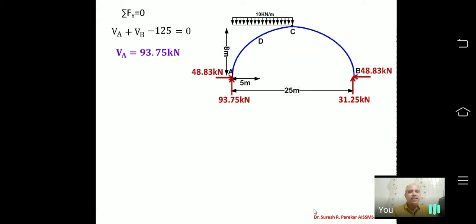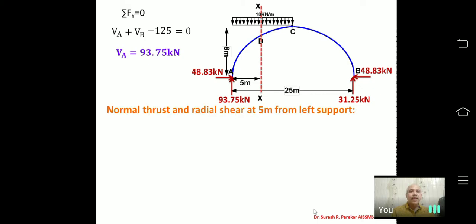Once we know all these reactions, now we can go for normal thrust and radial shear, which we have to find at 5 meter from left end A, where we have mentioned it as point D. So we have this XX section that is at 5 meter and we are interested to find out normal thrust and radial shear at 5 meter. Now we have to find at 5 meter from left support, so we will consider only portion left of this 5 meters.